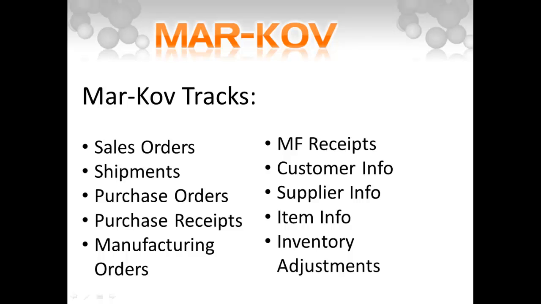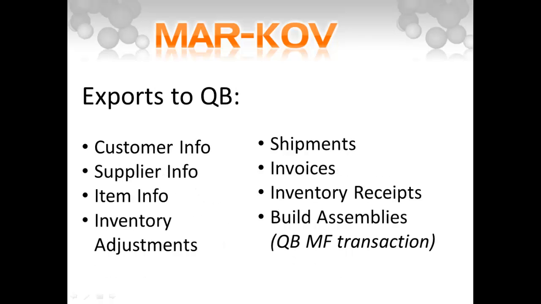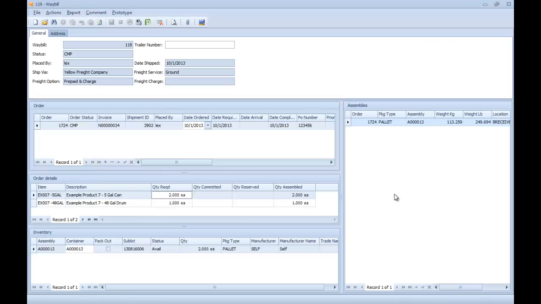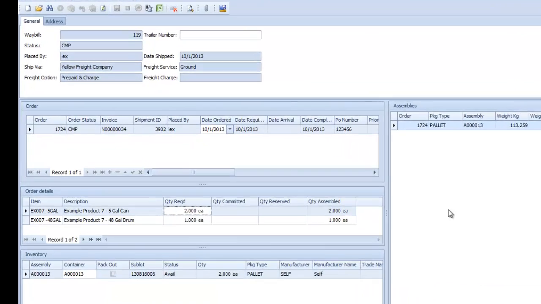Based upon this, CMS sends all the relevant data back to QuickBooks, including customer information, supplier information, item information, inventory adjustments, shipments, invoices, receipts, and manufacturing receipts, known in QuickBooks as build assemblies. Transactions are created in QuickBooks just as if they'd been entered by a human user. This means that all the data is validated by QuickBooks native business logic. Let's take a look at this through a simple example of a shipment and invoice.